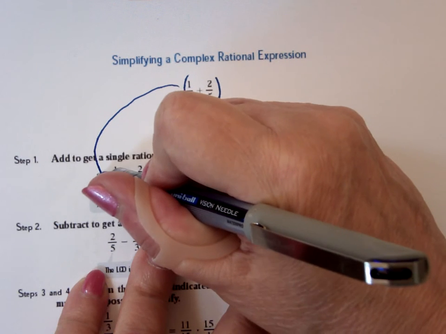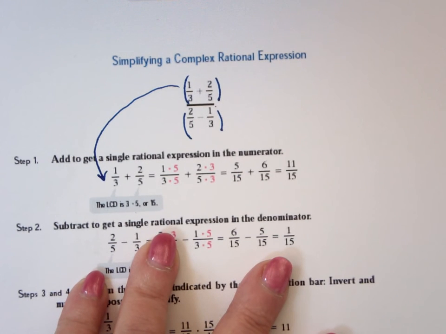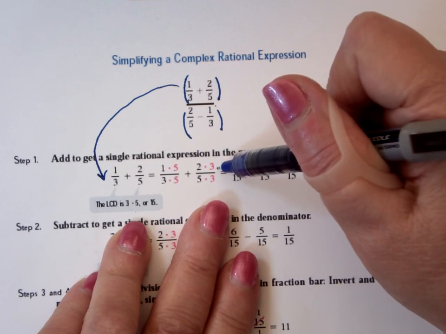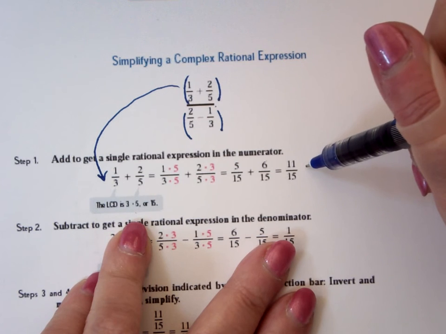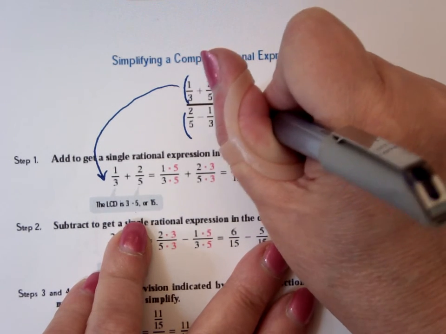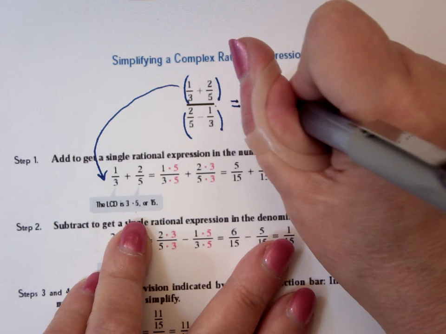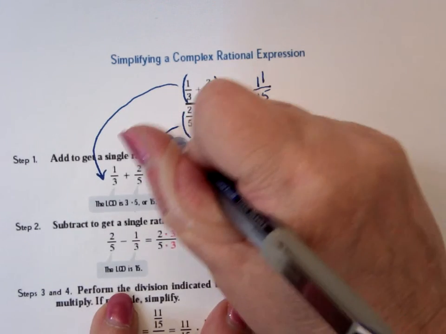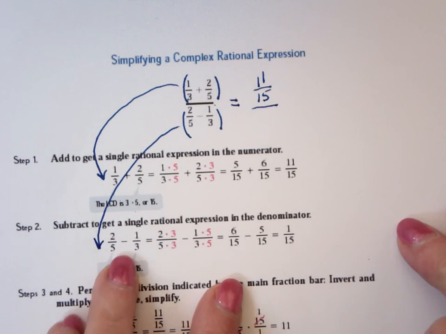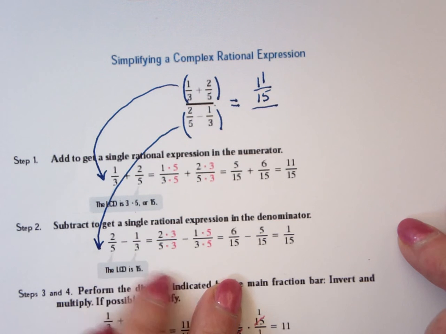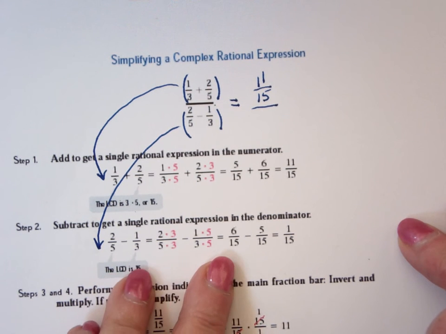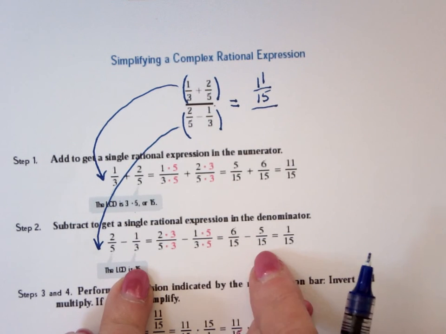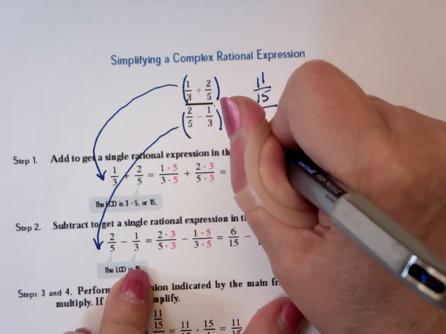This step 1 is the numerator, where it's taken 1/3 plus 2/5, put it over a common denominator, and it ended up being 11/15. So that says this guy has turned into 11/15. And then it did the denominator. It took 2/5 minus 1/3, and then it put that over a common denominator, which happens to be 15. They simplified it out, and it ended up being 1/15.